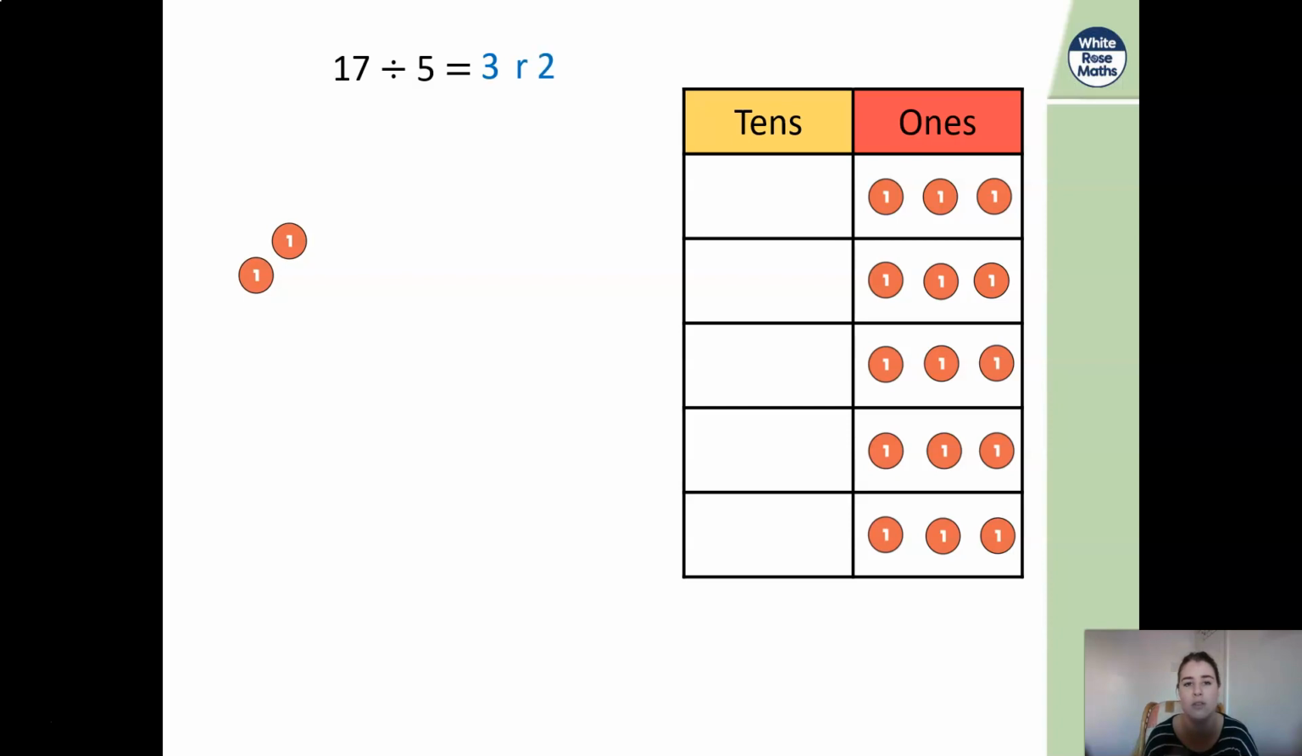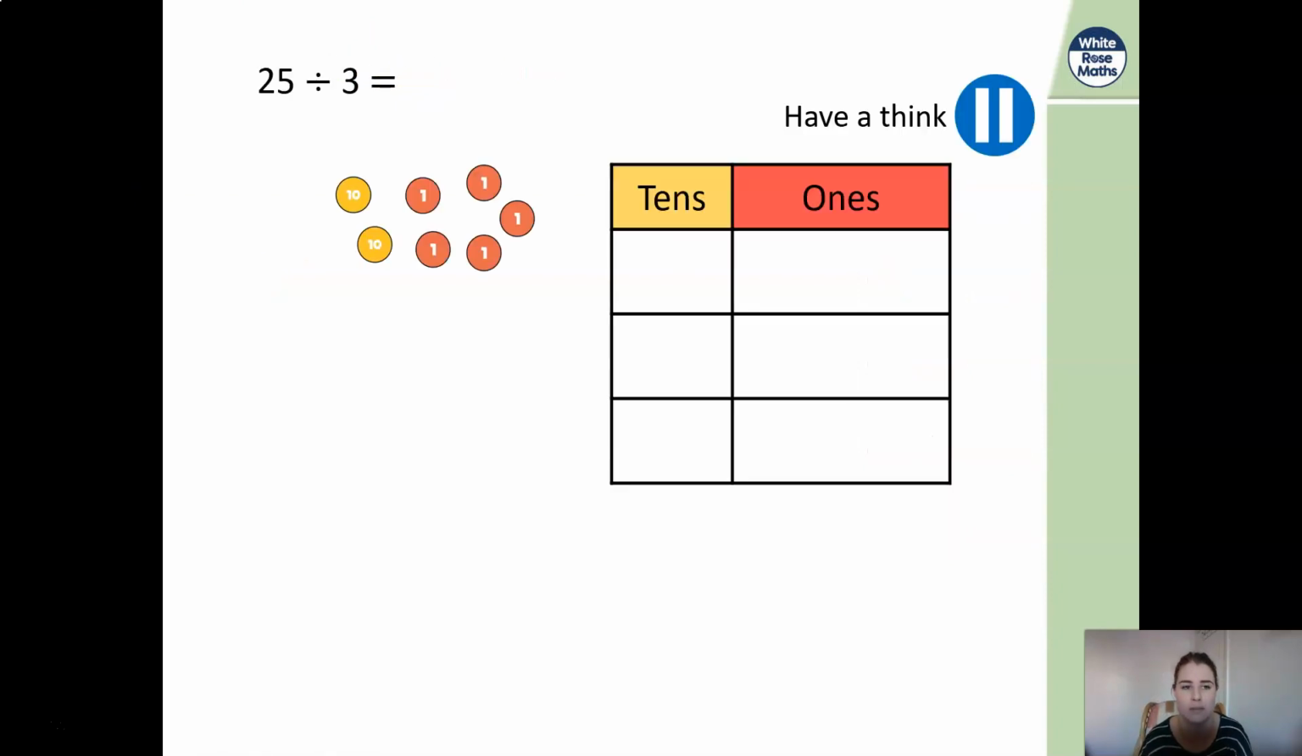So it's an easy way to do it. If you think, how many 5s are in 17? Count it: 5, 10, 15. Well, I know there's 3, but from 15 to 17, I've got an additional 2 left over. So it's 3 remainder 2.